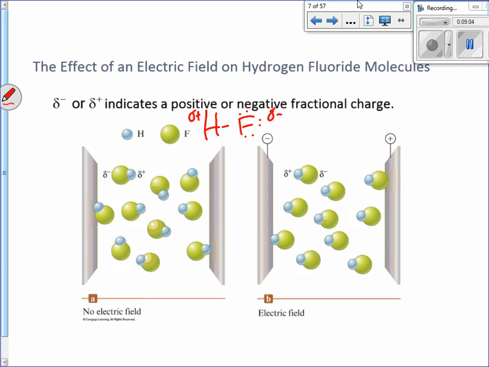Okay, and hydrogen's super small too, doesn't have a whole lot of weight, so as you can see, before the electric field, they're kind of just floating around. But after they apply it, the positive sides attract to the negative plate, and the negative sides will attract to the positive plate. So it kind of has them line up. They start lining up. So now I'd like you to draw what it would look like for water.